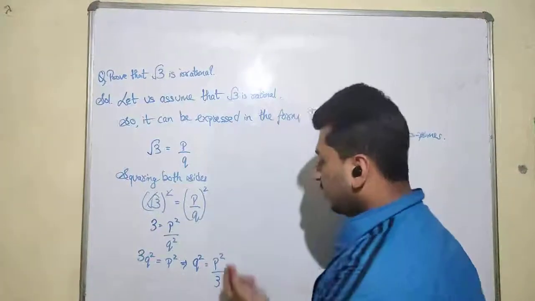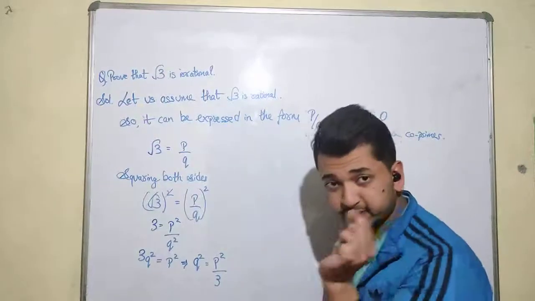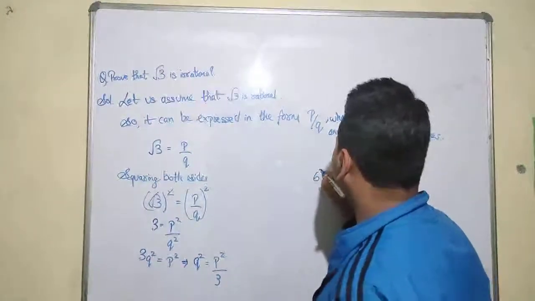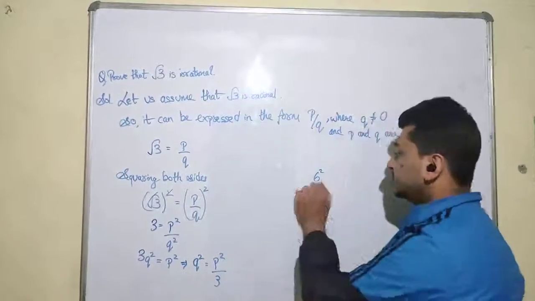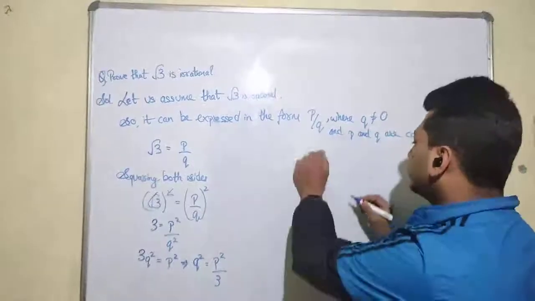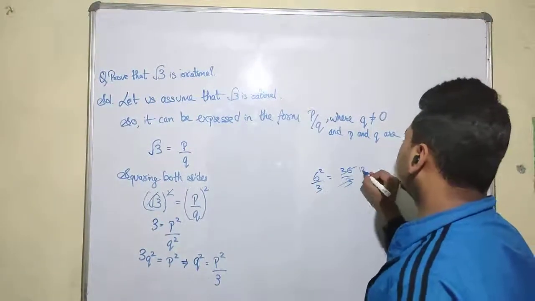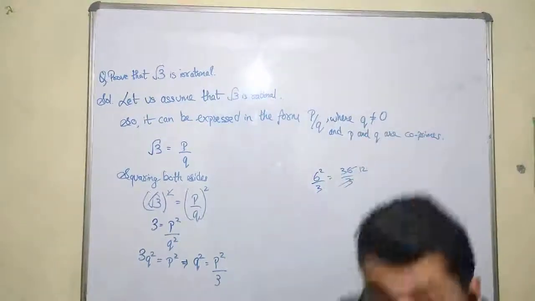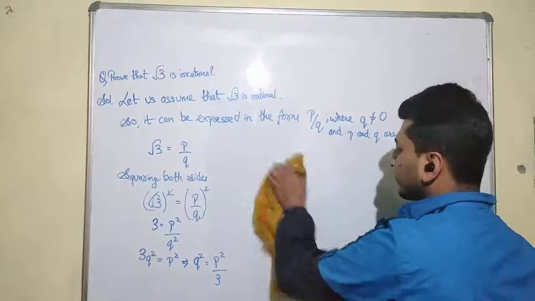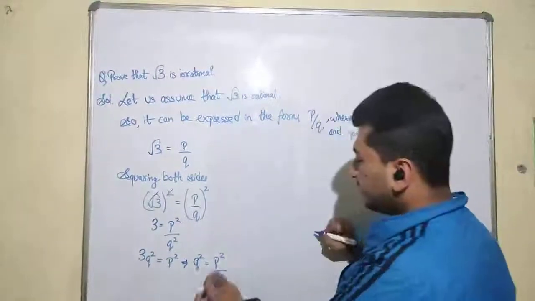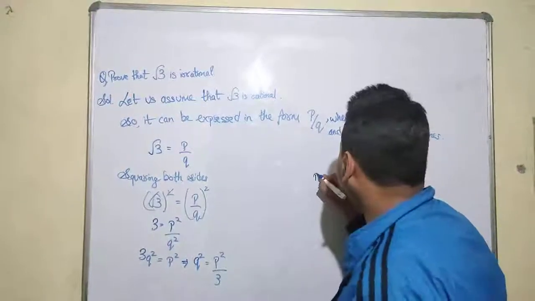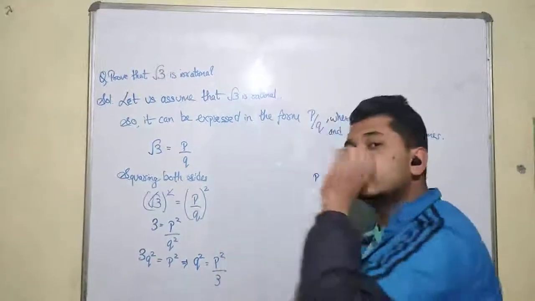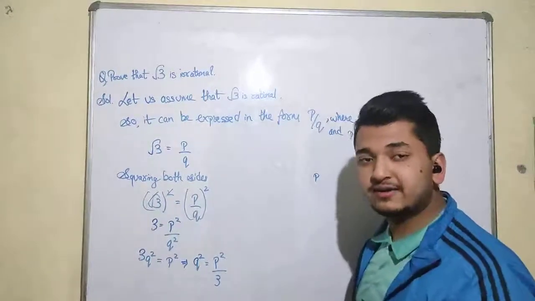Now let's take an example. Instead of p squared you have 6 squared, upon 3. So 6 squared is 36, divided by 3. 3 twelves are 36. So p squared is completely divisible by 3 here. Now see that if p squared is completely divisible by 3, then p will also be divisible by 3. अगर p square 3 से completely divide हो जाता है तो p भी completely divide हो जाएगा 3 से. You have to keep this in mind.